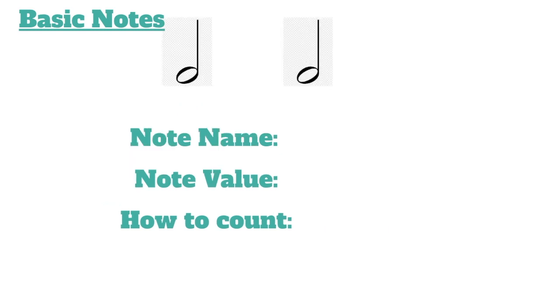Okay, the next one, it's half notes. So if a whole note is worth 4, a half note is going to be worth 2 beats. Okay? So we're going to count that simply 1, 2, 1, 2. You'll notice I have 2 of them here, 1 here, 1 here. So we'd count this 1, 2, 1, 2.